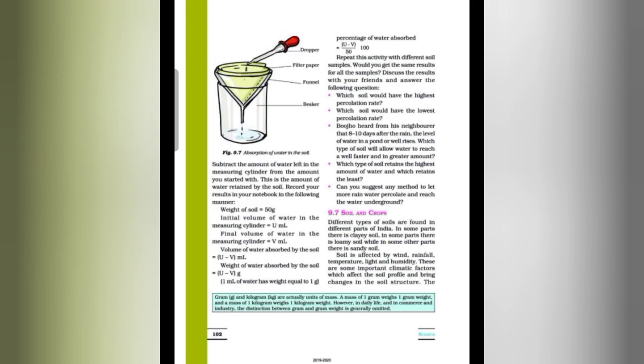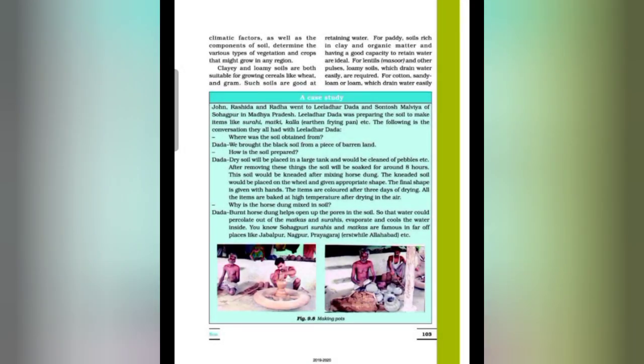The climatic factors as well as the components of the soil determine the various types of vegetation and crops that might grow in any region. Clay and loamy soils are both suitable for growing cereals like wheat and gram. Such soils are good at retaining water for paddy. Soil rich in clay and organic matter and having a good capacity to retain water is ideal.